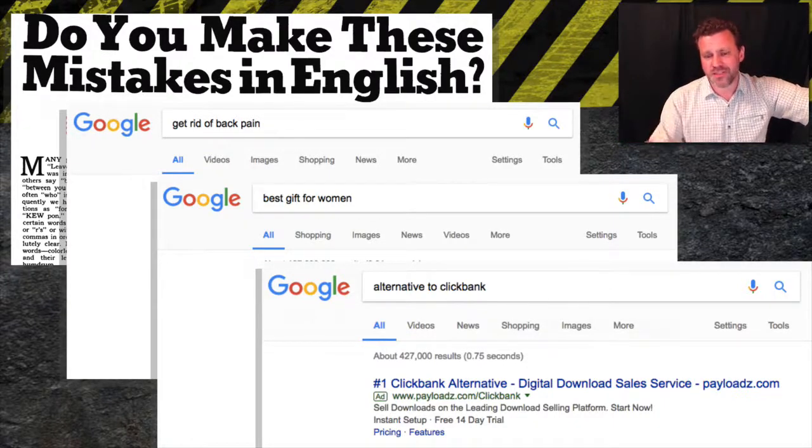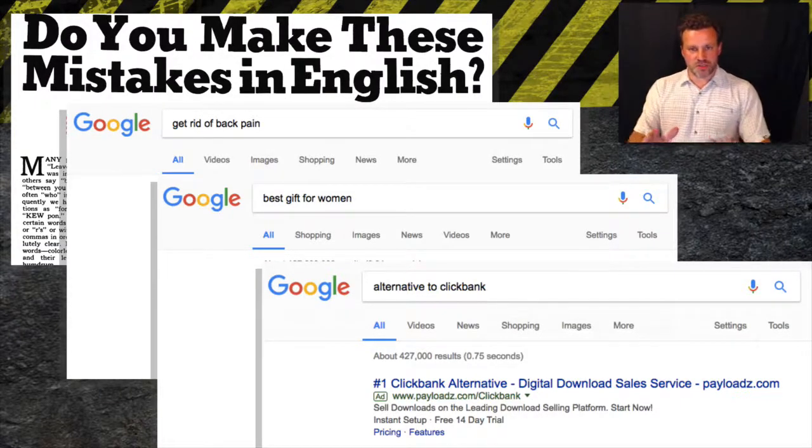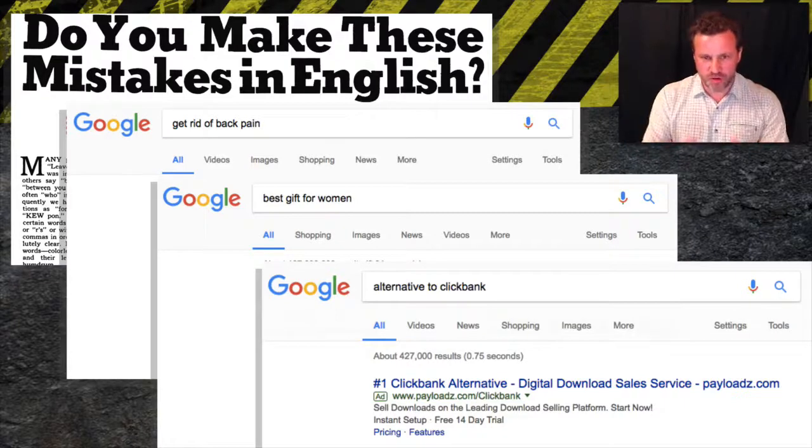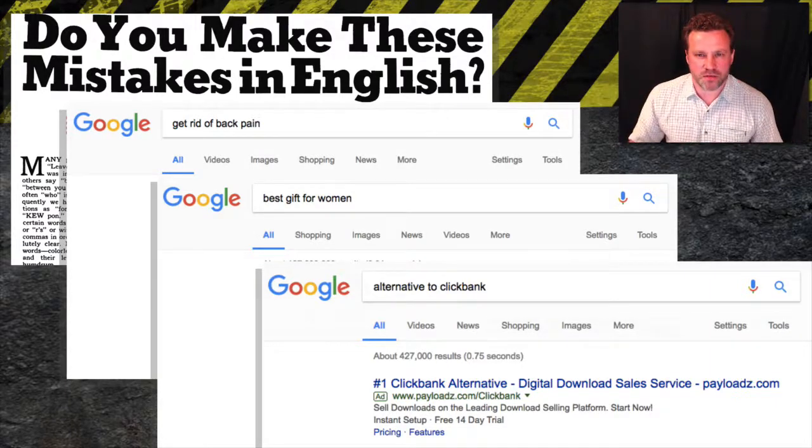So "alternative to ClickBank" alike, and they've literally got "number one ClickBank alternative," right? Digital download sales service. What they're not saying here, which I think they should be, because people are at step two, okay? They know that there are solutions. They know about ClickBank. They're not sure if ClickBank's the right one for them. All this ad is doing is saying that we've got an alternative for ClickBank. It's saying it's number one, but how credible is that? Why is it the number one?